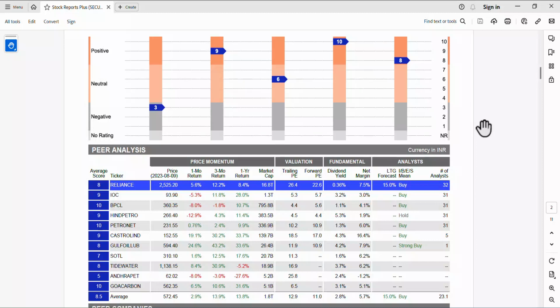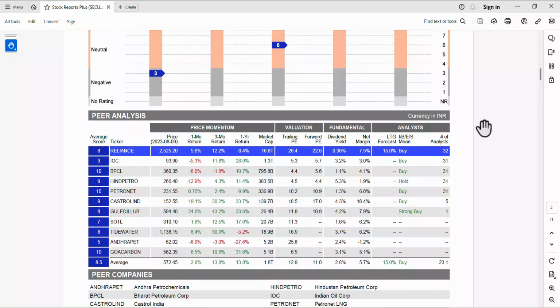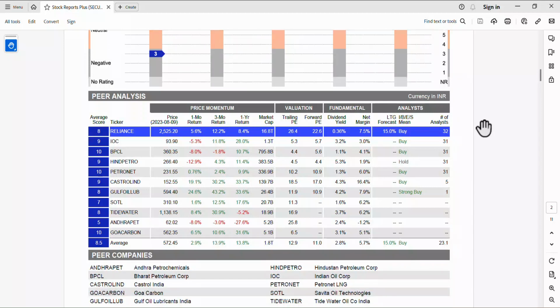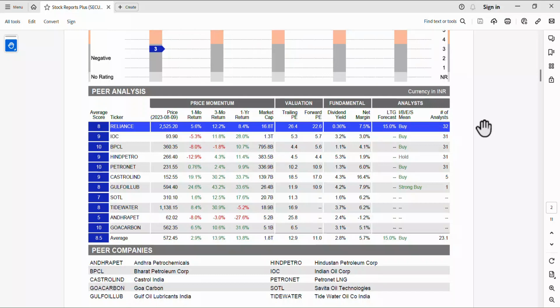Now look at the other company which is a buy, which is IOC. It says buy. Then it says Castrol India buy. Strong buy is your Gulf Oil, Gulf Oil lubricants, at the bottom. Strong buy, but there is only one analyst who is tracking.